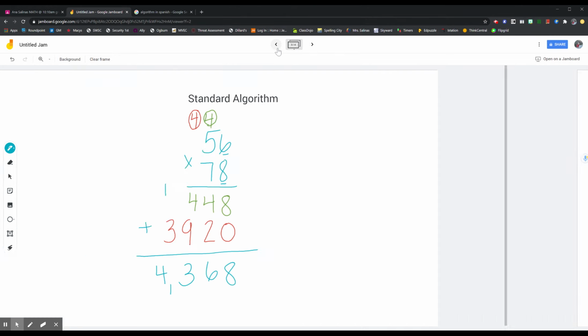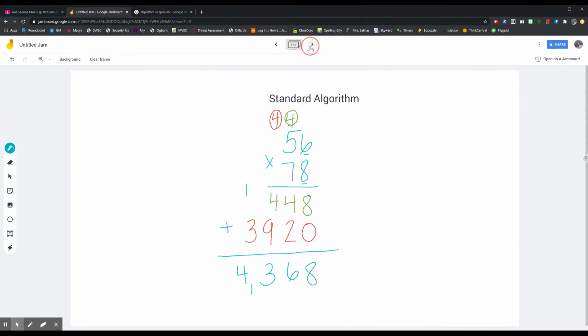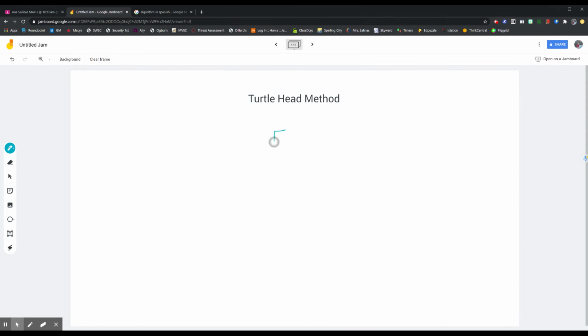And the last way we're going to review is the turtle head method, and we're going to use the same numbers again, 56 times 78. In the turtle head method, it's very similar to the standard algorithm, except there are steps we do to help us remember what we've already used and what's left.